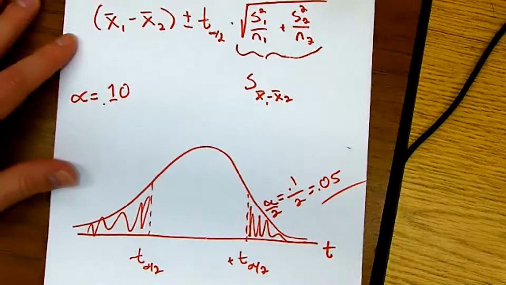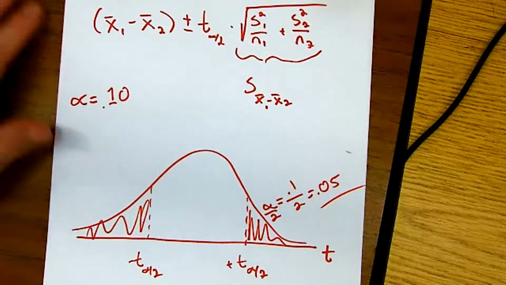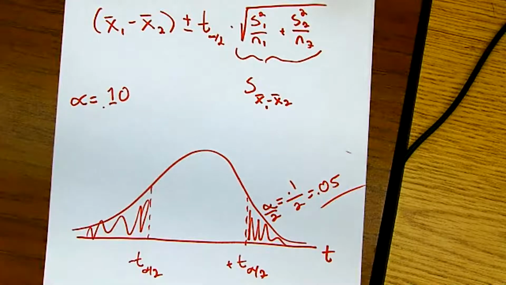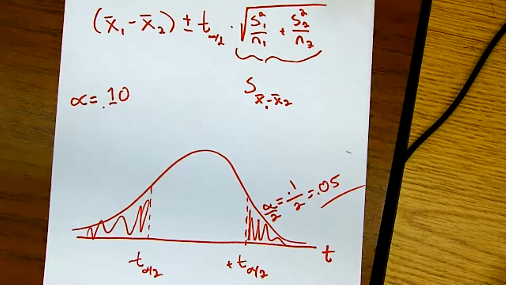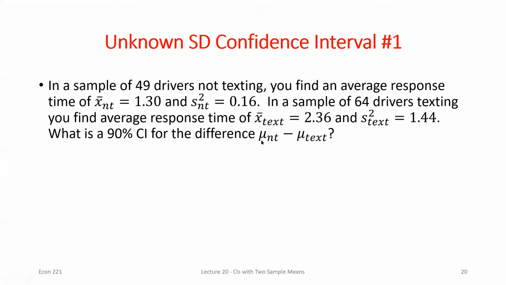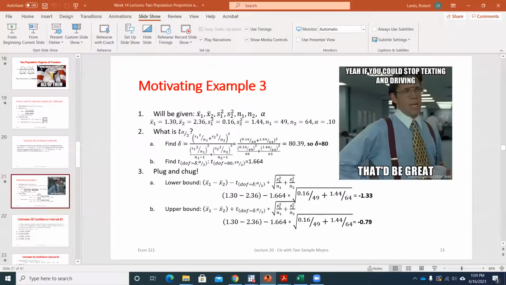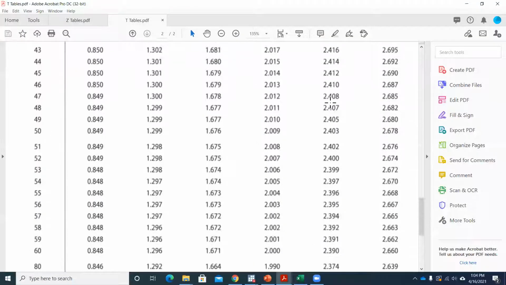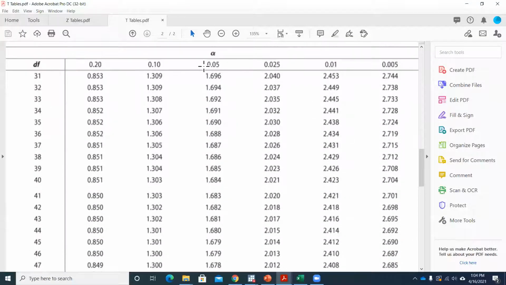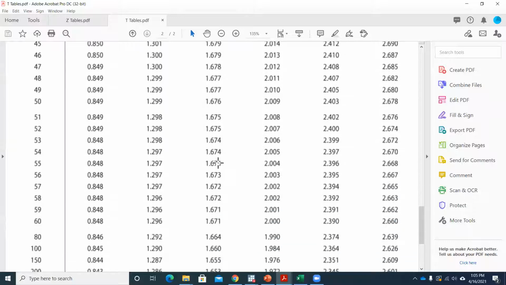Now the next thing I need to do is figure out my degrees of freedom using that nasty equation. I'm going to cheat and do that for you. I plug the sample variances and the sample sizes in. I get 80.39. That gets pushed down to the next closest integer, which is 80. So you go to my student t table. The area that I want in each tail was 0.05. Go down to my degrees of freedom, which I was given as 80.